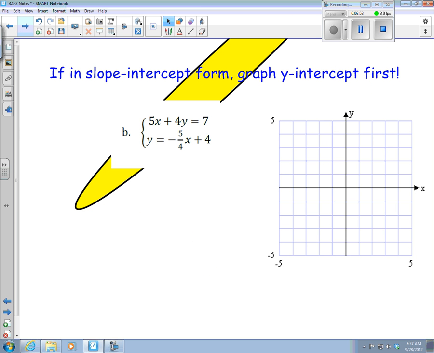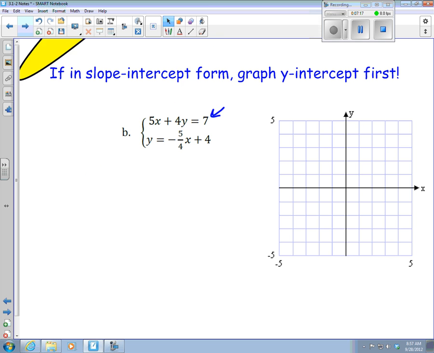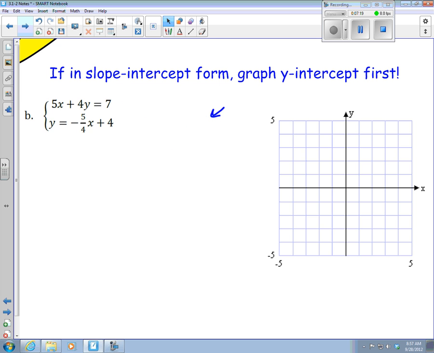here's another one. Graphing this bad boy. Well, x and y intercepts are going to be tough for this one. If you look at this top equation, 5x plus 4y equals 7. So what I'm going to do with it is this. I'm going to solve it for y and put it in slope intercept form.